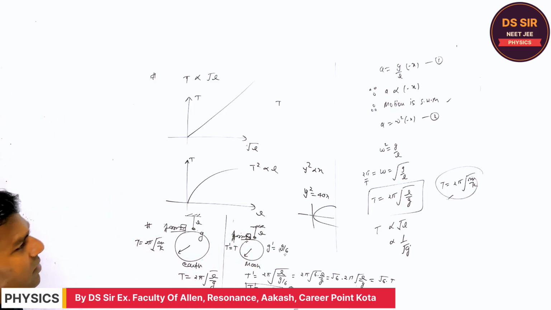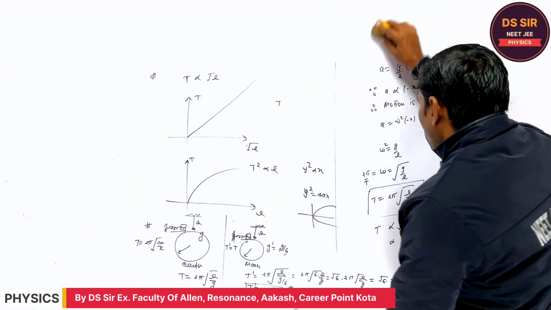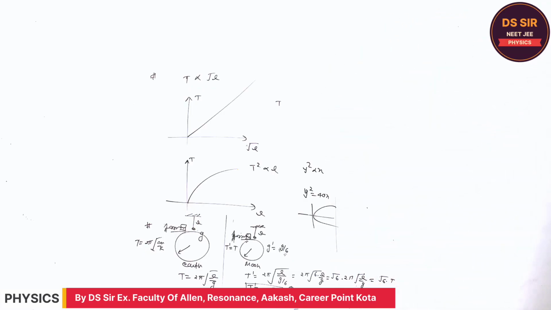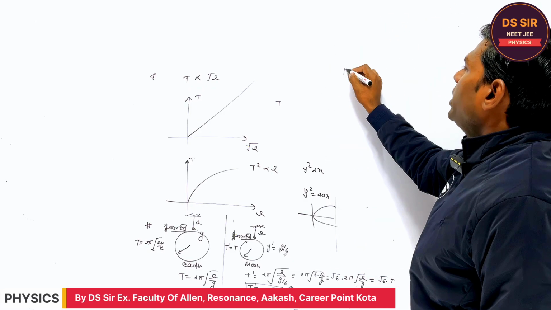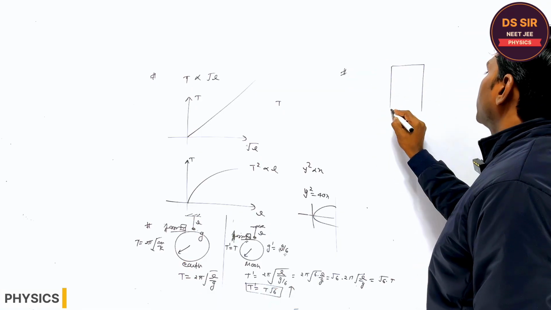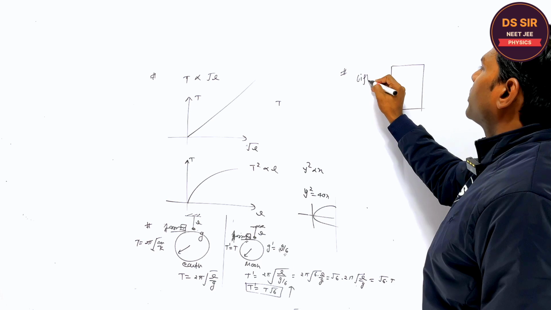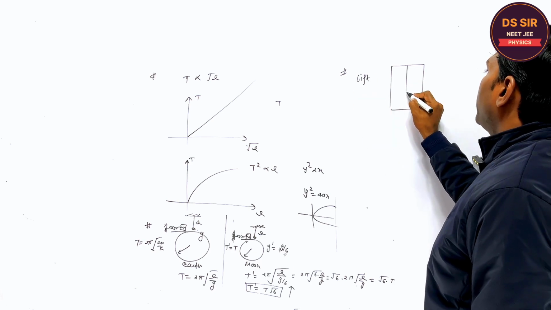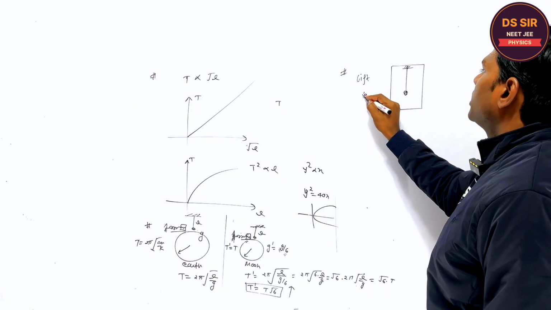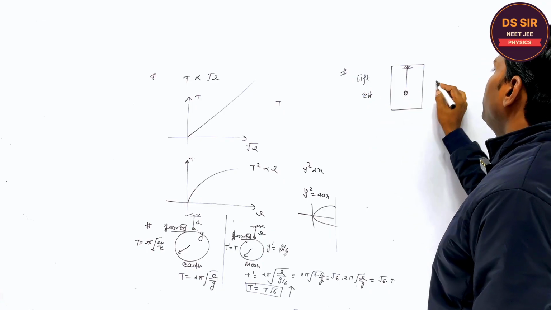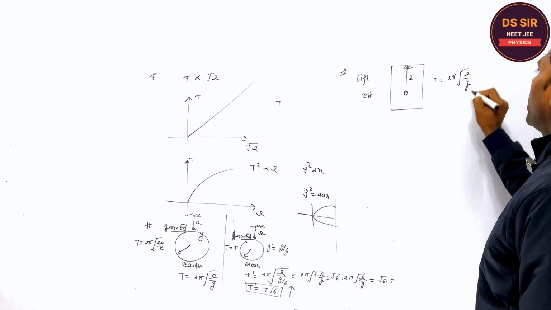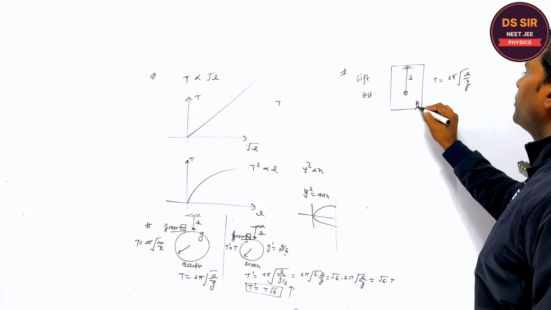Copy this. As I told you, the time period depends upon the acceleration due to gravity. You can take a few illustrations. For example, if this is a lift, and this is the simple pendulum hanging, and it is at rest. If the lift is at rest, what is the time period? The length is L. It is 2π√(L/g). Are you getting or not? And you are sitting in the lift.